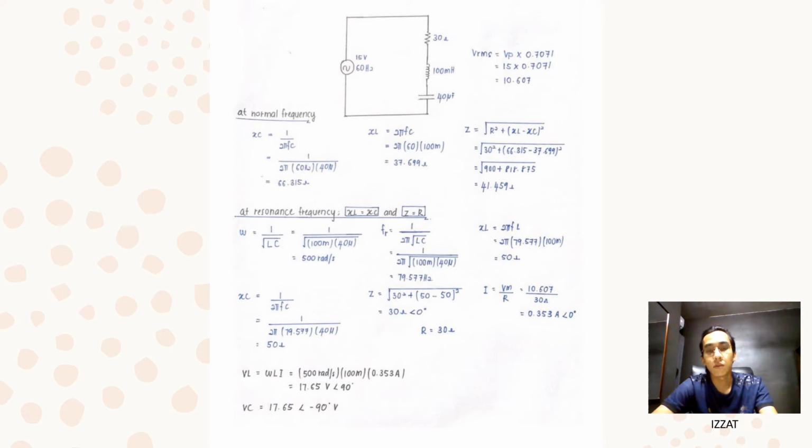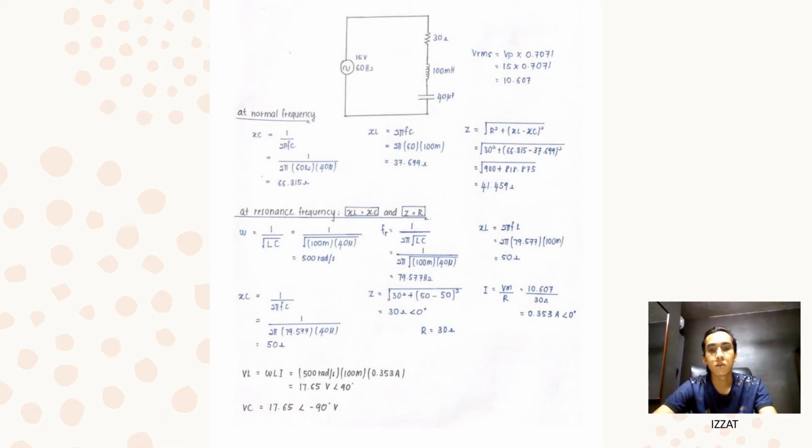You also must find the value of VRMS. VRMS is equal to Vp times 0.7071, and you get the answer 10.607. So for the resonant frequency, this condition states that XL is equal to Xc and Z is equal to R.